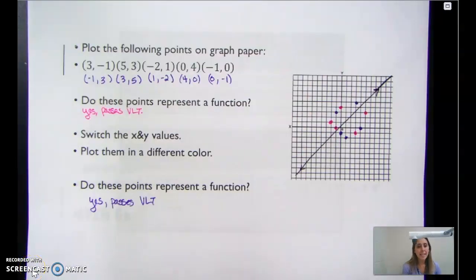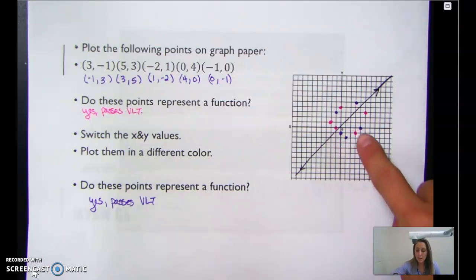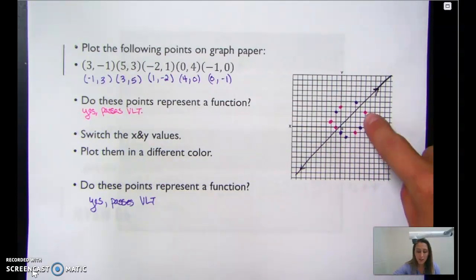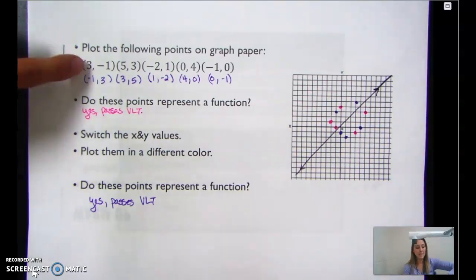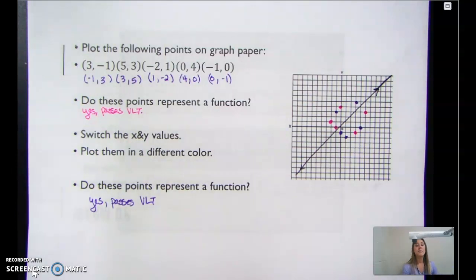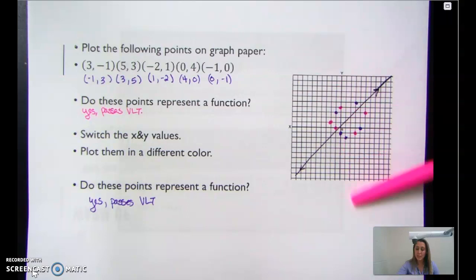Okay, so I went ahead and I plotted them, and all of them are in pink. So this is (3, -1), we have (5, 3), and so forth. So all of the ones in pink correlate to this one right here. If I draw a straight vertical line through any of these, it's going to pass the vertical line test. So I am good there. So yes, it is a function, and it passes the vertical line test.